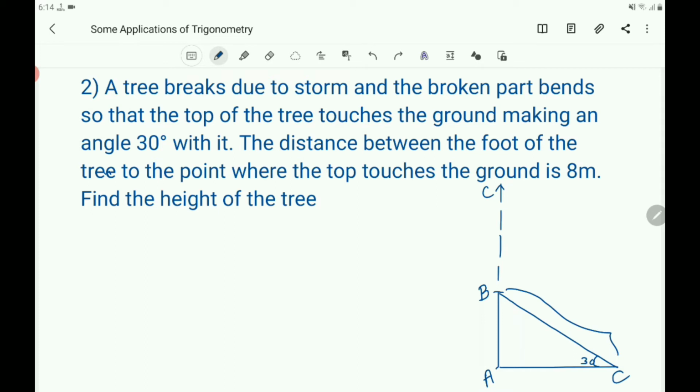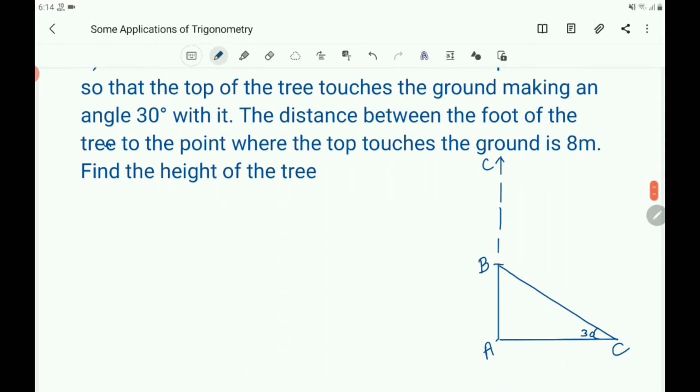And the distance between the foot of the tree, here A is the foot of the tree, and the point where the top touches the ground, here C is the point at which the top of the tree touches the ground, and AC is the distance between the foot of the tree and the point C, that is given. How much is it? That is 8 meter. What we have to find out? We have to find the height of the tree, that is AC is to be found out.